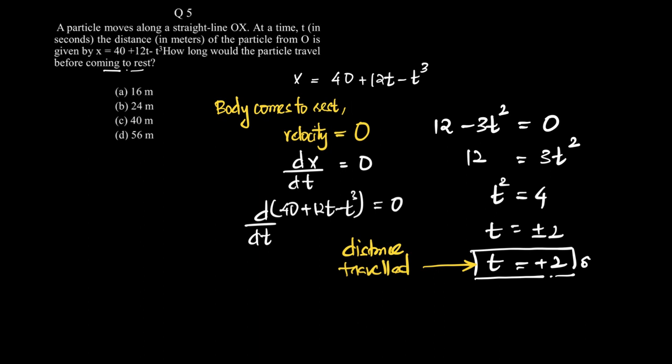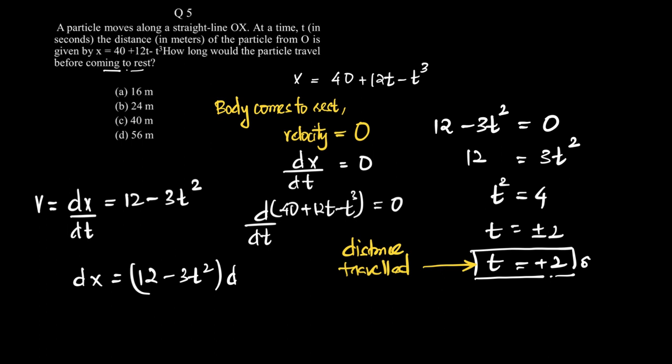See, what is given in the question? The question says that x is equal to 40 plus 12t minus t cube, right? Now, how can we write velocity? See, velocity is basically dx by dt, right? So what is dx by dt? dx by dt is 12 minus 3t square. Now what is dx in this case? dx is equal to 12 minus 3t square times dt.